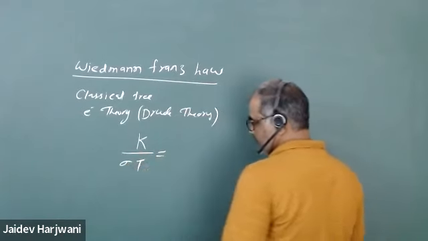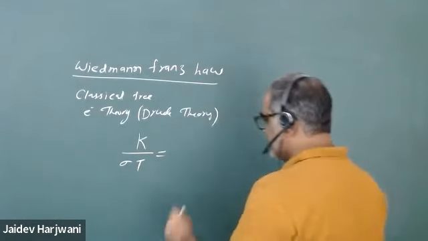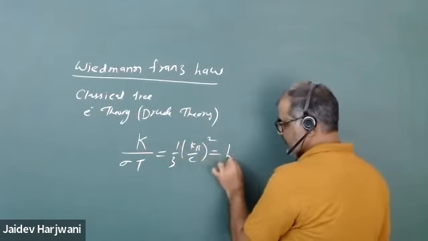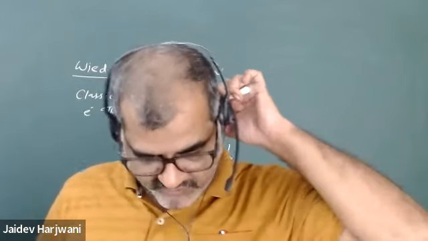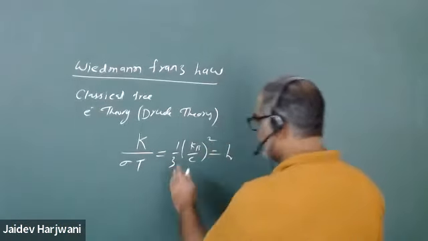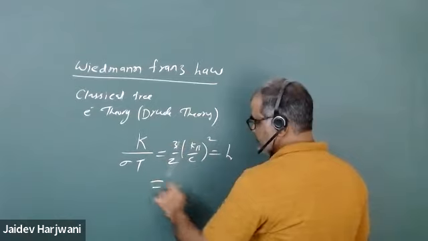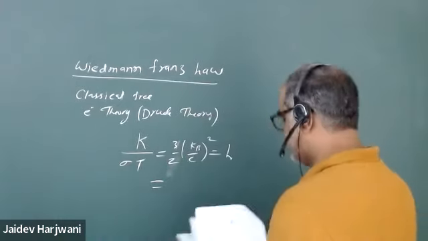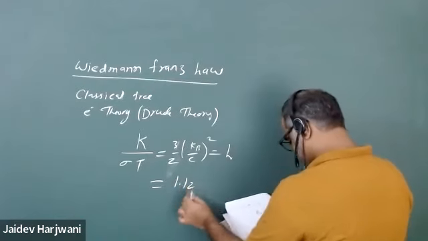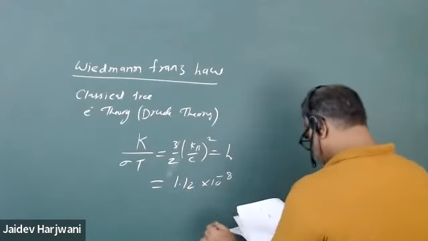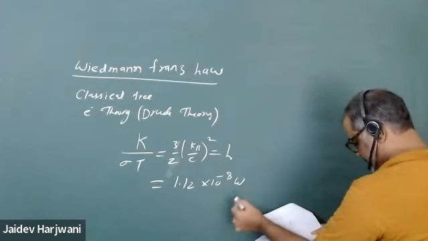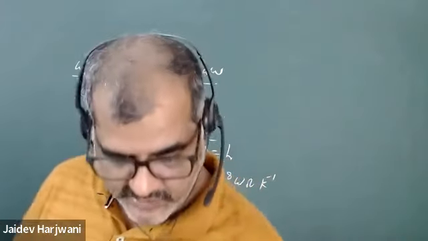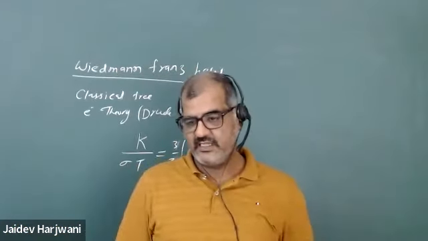kappa by sigma T, okay, this comes out equal to 3/2 kB upon e square, and it is what we call the Lorentz number. This is also called the Wiedemann-Franz law. Okay, and we have seen this constant value is 1.12 into 10 raised to power minus 8, omega K inverse. And I told you that this value is half of the actual value.